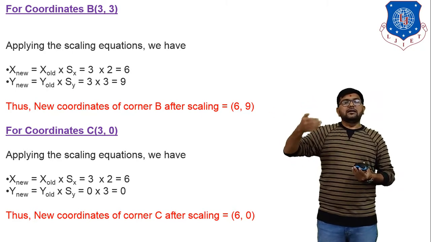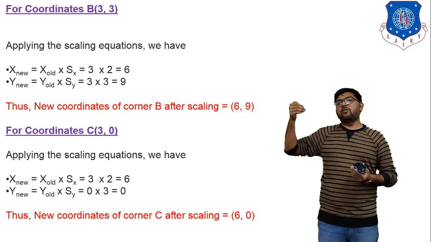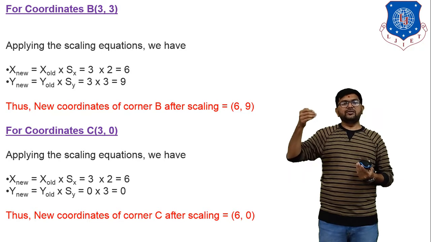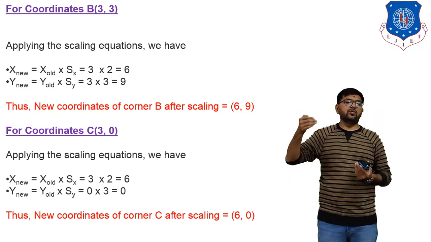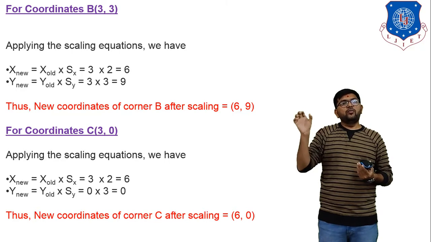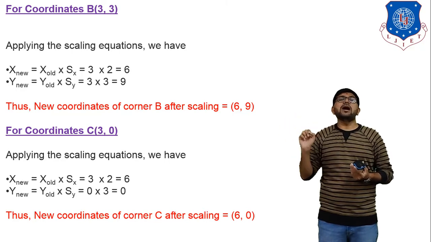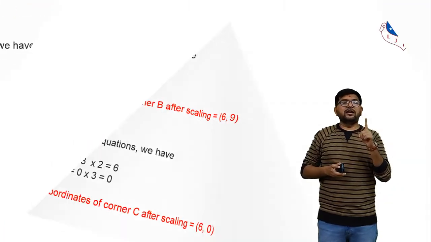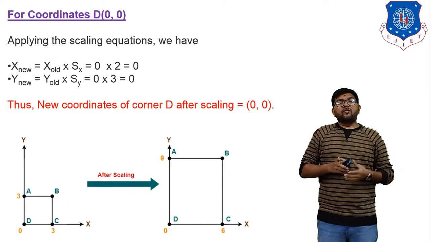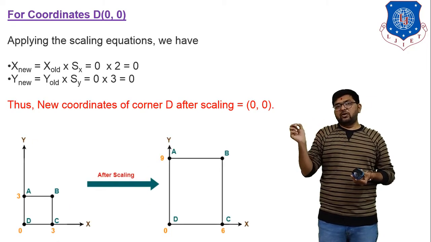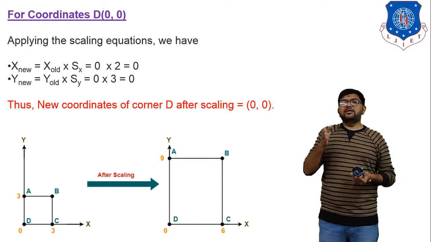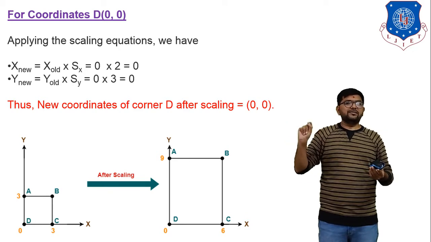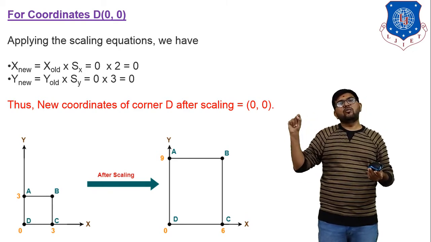Now the third point, the old point coordinate of C, that is (3, 0). You have to repeat the same procedure again. Calculate x new and y new. So x new is equal to x old into sx, y new is equal to y old into sy, and you will get the new point coordinate of point C, that is (6, 0). Now we have calculated a total of 3 points. Again we have to calculate the last point coordinate, that is point D. The coordinate of point D is (0, 0). If you multiply any scaling factor with 0, then the answer remains the same. Clear? So 0 into sx is equal to 0, 0 into sy is equal to 0. So the new point coordinate is (0, 0).